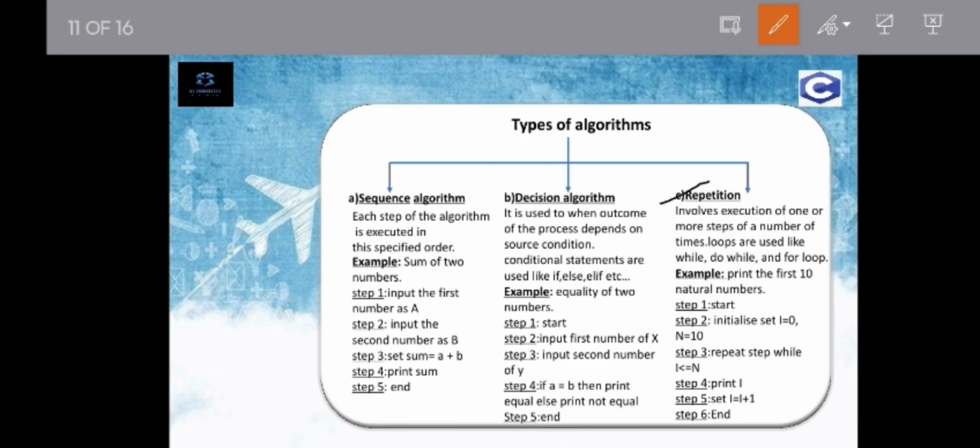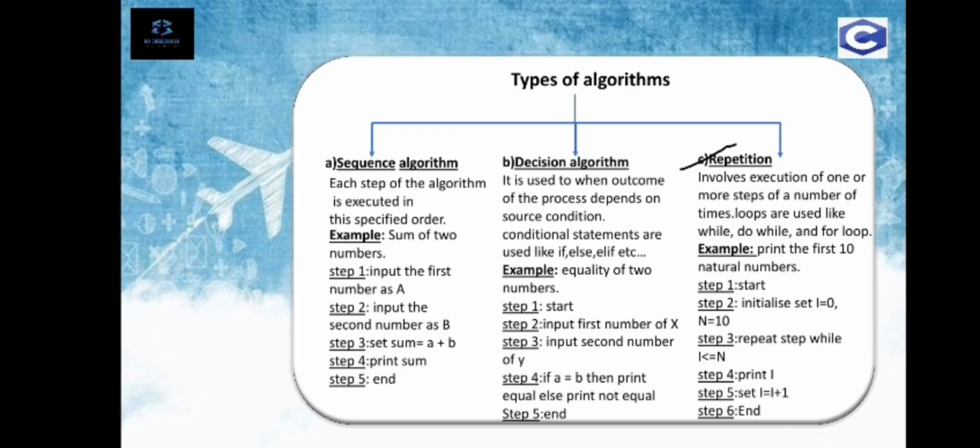So the third one is repetition. Repetition is nothing but repeating again and again. For example, a loop. In a coding language we use loops. So this is the third one, that is repetition, which involves execution of one or more steps a number of times. Loops are used like while, do while, and for loop, etc.